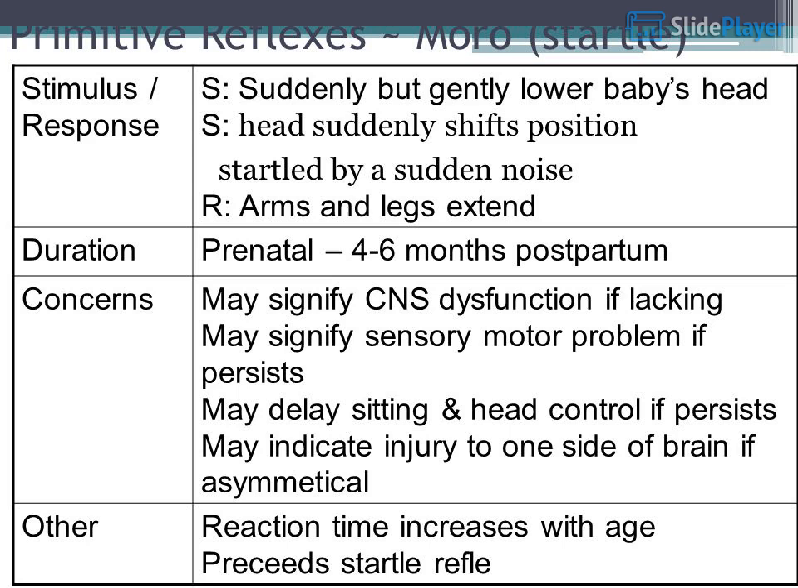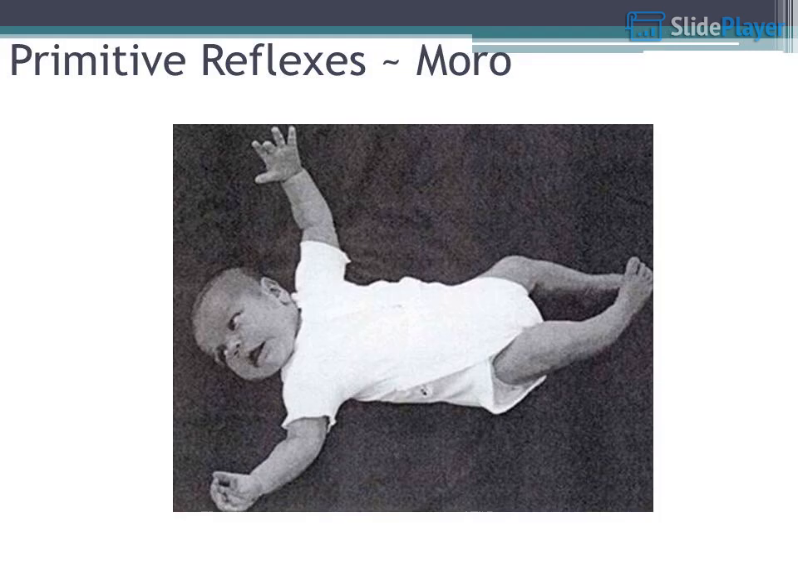Concerns: may signify CNS dysfunction if lacking. May signify a sensory motor problem if it persists. May delay sitting and head control if it persists. May indicate injury to one side of the brain if asymmetrical. Other: reaction time increases with age; Moro precedes startle. Primitive reflexes: Moro.